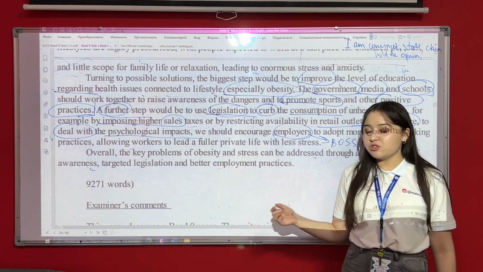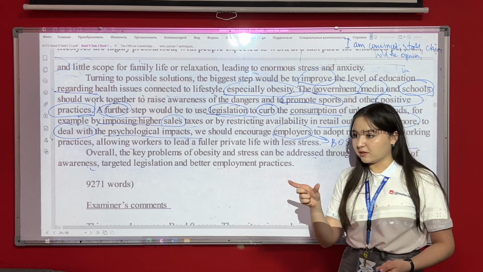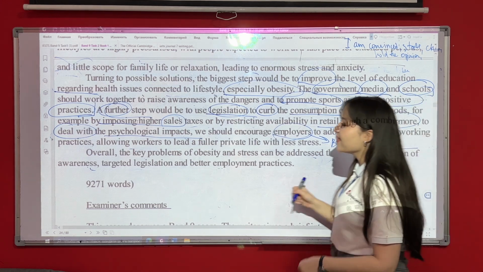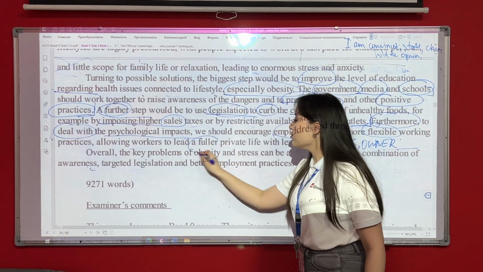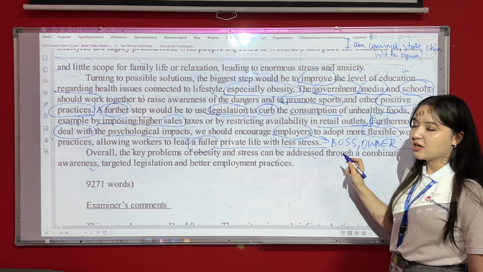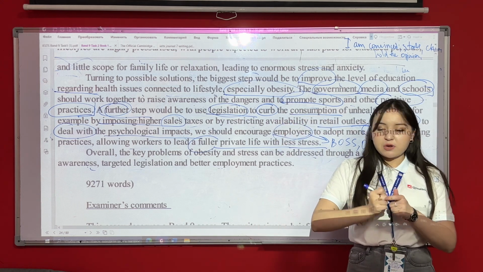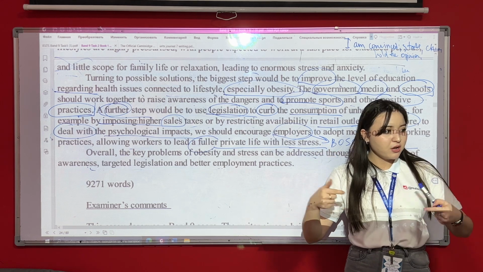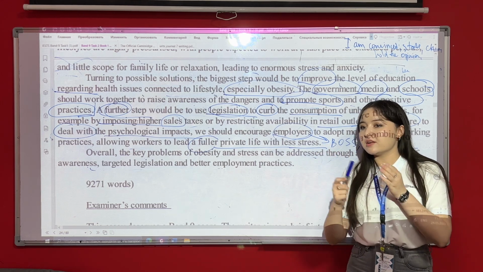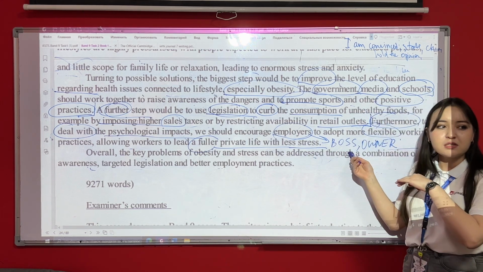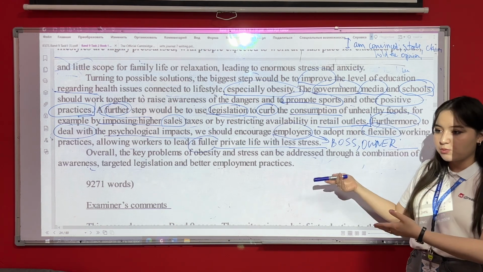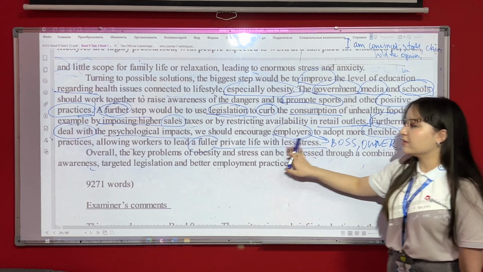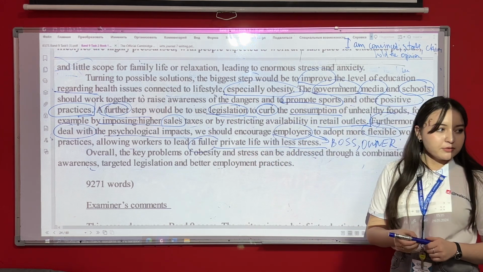It doesn't matter how to finish, but your task is to finish till the deadline. To have more flexible working hours, allowing workers to lead a fuller private life with less stress. So the third problem was about their mental health, that they are living under high pressure, which is leading to stress and anxiety, right? So the solution is to make their working hours flexible in order to escape stress. By doing what? By leading a fuller private life, right?